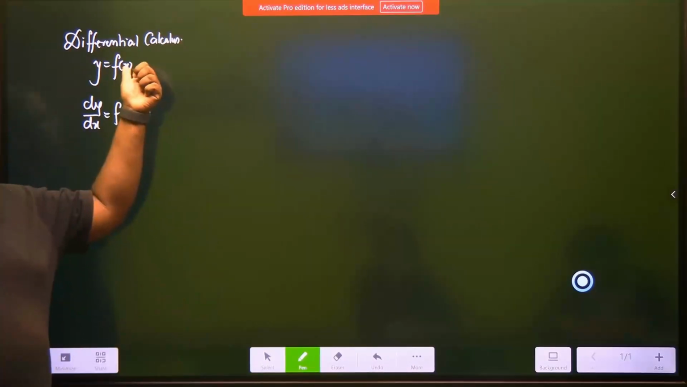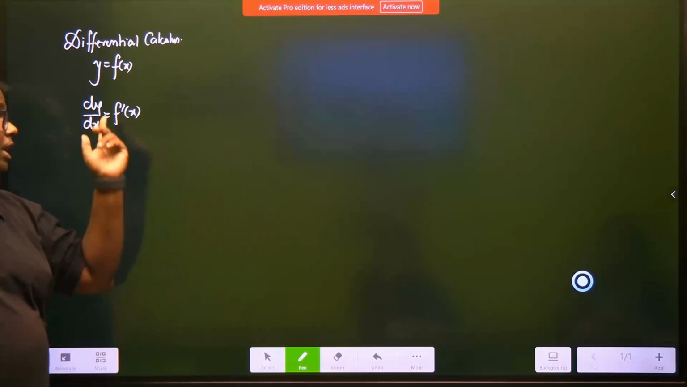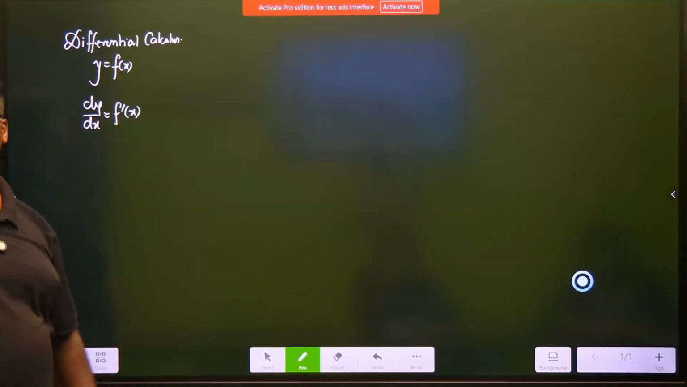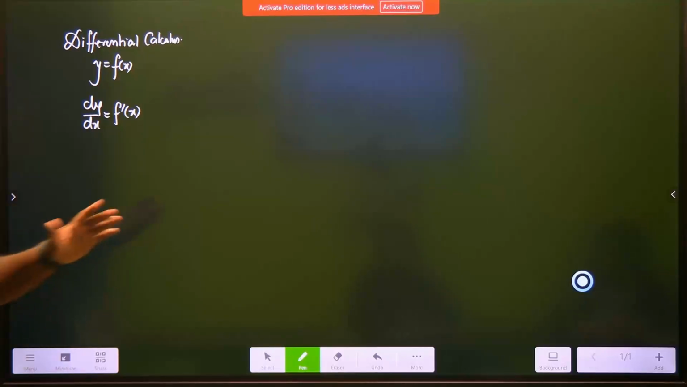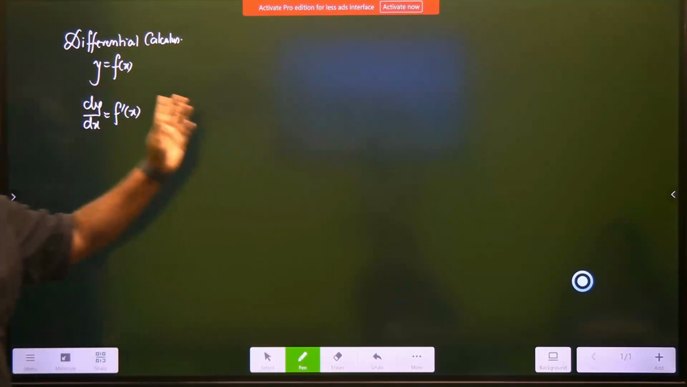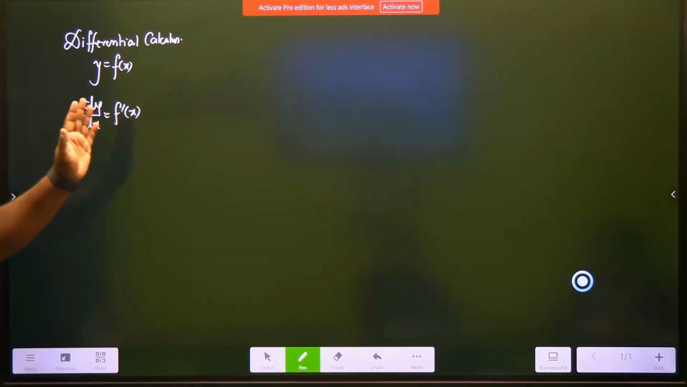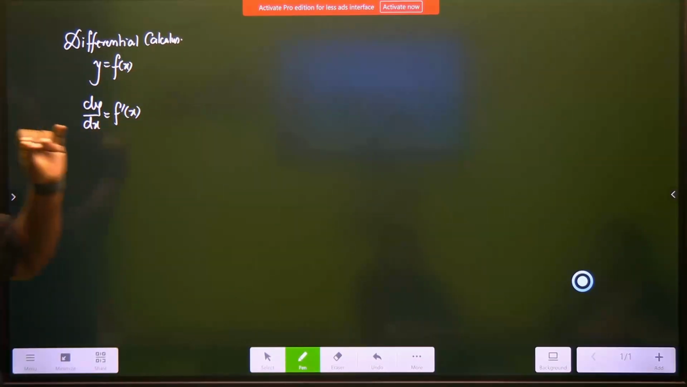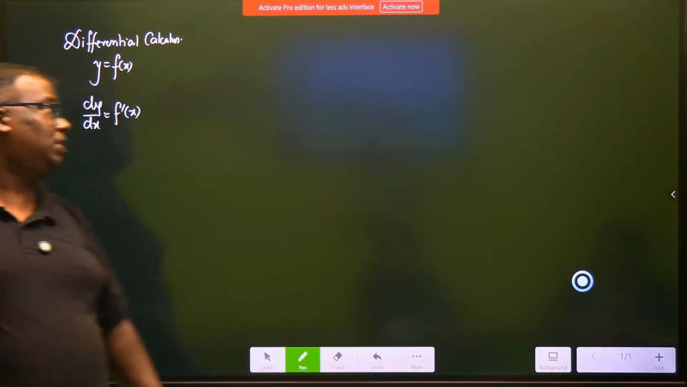So if this was quadratic, then a quadratic function will be like a parabola, and the derivative function would be a linear function, which will be a straight line. I hope you understand that now. A parabola's slope will always be a straight line. Similarly, if this was cubic, then the slope will become quadratic. So differential calculus is all about finding slope at a particular point.